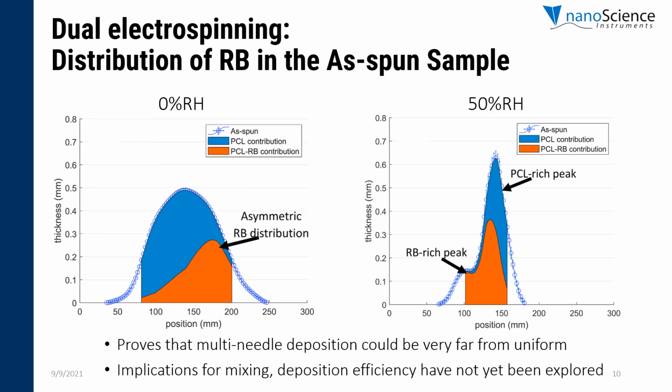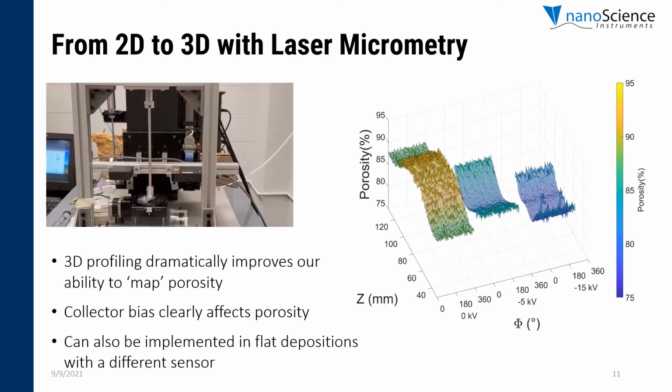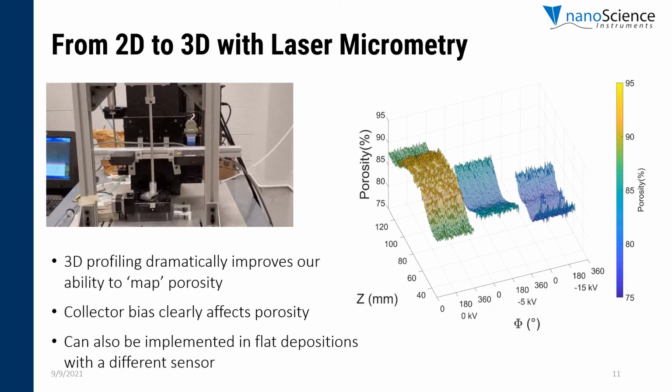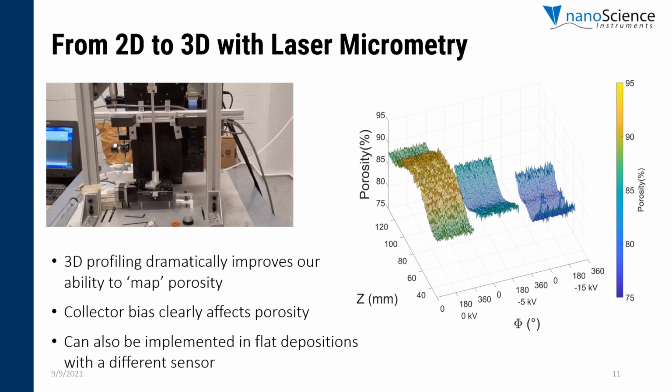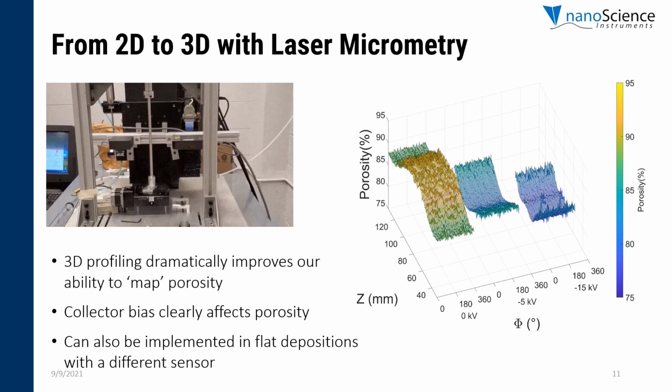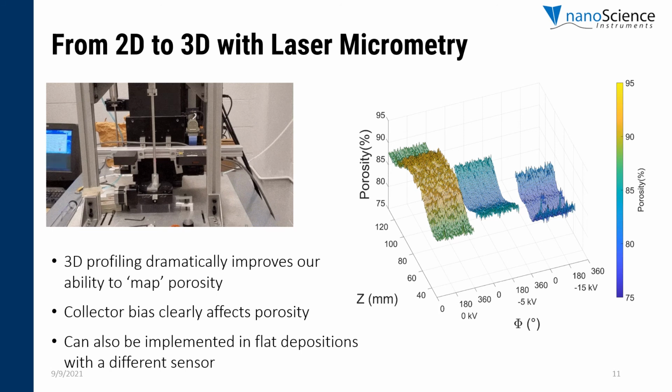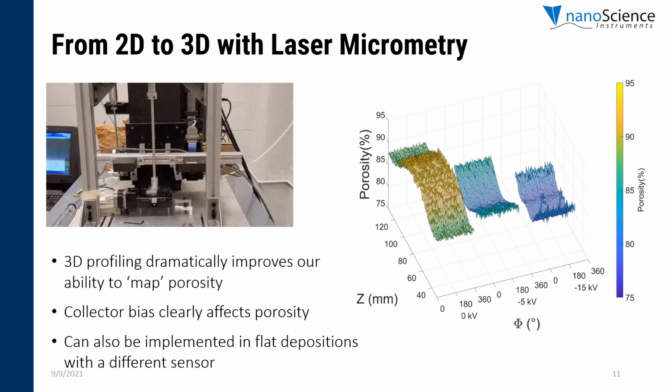This gives us a better idea that multi-needle deposition could be far from uniform, especially if a dual deposition of two different solutions with different charge densities is used. Up to this point we have shown a two-dimensional profiling, but in order to have a better understanding of the porosity throughout the whole sample, a 3D profiling needs to be implemented.